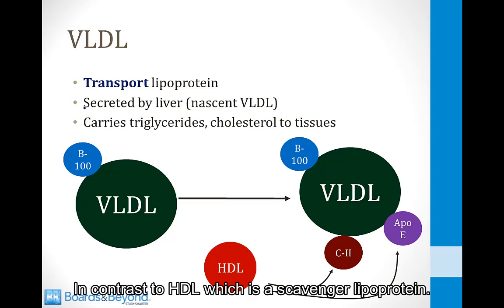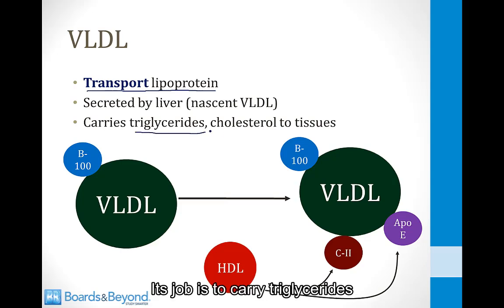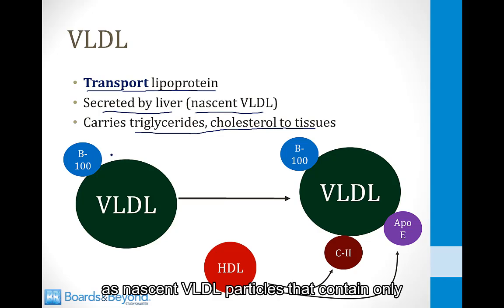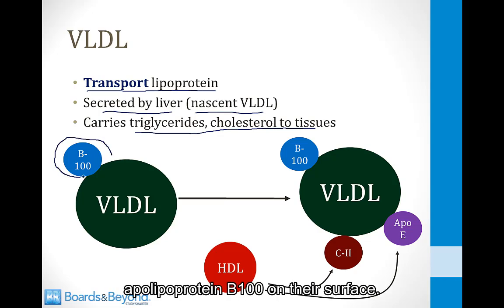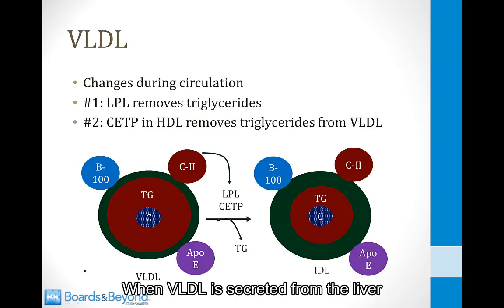In contrast to HDL, which is a scavenger lipoprotein, VLDL is a transport lipoprotein. Its job is to carry triglycerides and cholesterol to tissues that need them. It's secreted by the liver as nascent VLDL particles that contain only apolipoprotein B100 on their surface. Then these particles will pick up from HDL, C2, and ApoE, just like chylomicrons picked up these two from HDL. When VLDL is secreted from the liver, it contains lots of triglycerides.